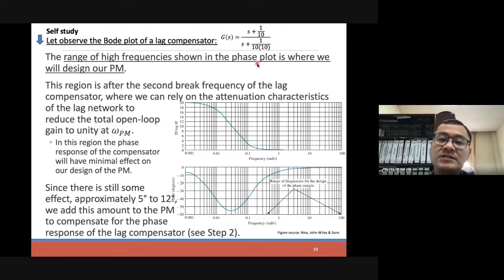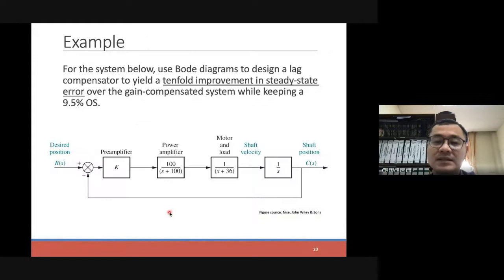transfer function, s plus 1 over 10 divided by s plus 1 over 10 multiplied by 10. So what we do is we plot it out, then we start to assign approximate values of PM to our lag compensator and adjust it, right? So that is the reading part, you can read it. So we just go through an example directly.